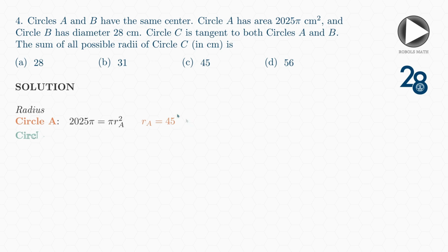Now, circle B is easier. We're given the diameter, so the radius is half of that. R sub B is equal to 1/2 times 28, which is 14.